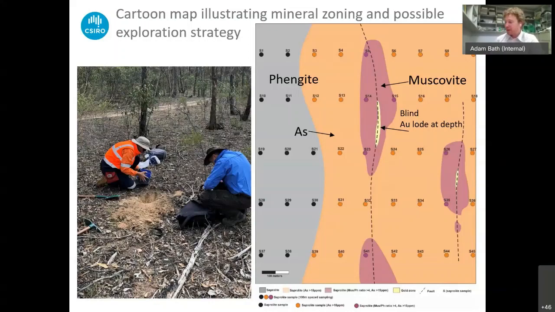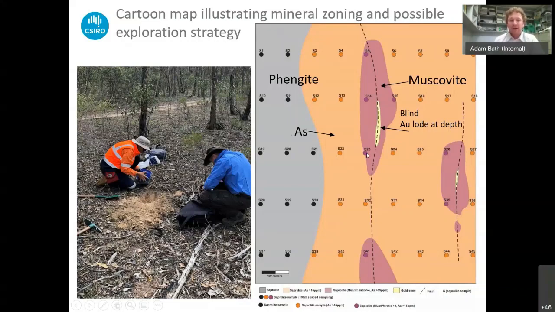So we're going to try and leverage some of that information, but also look at some of the other zonings, such as arsenides and also some of the different carbonate minerals. In this map, as you can see, there's some soil sampling, which is designed to go across 100-metre spaced and 200-metre spaced lines.